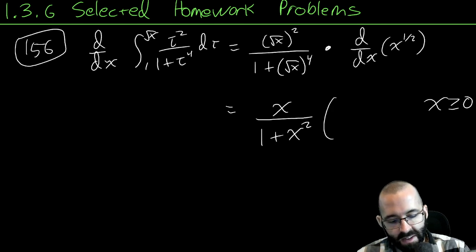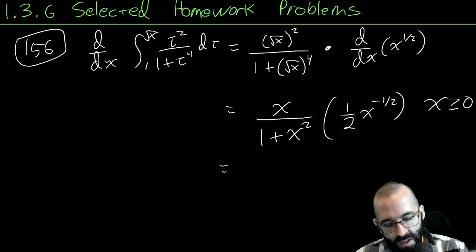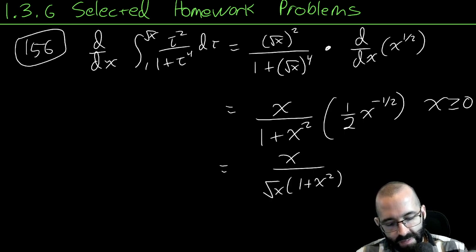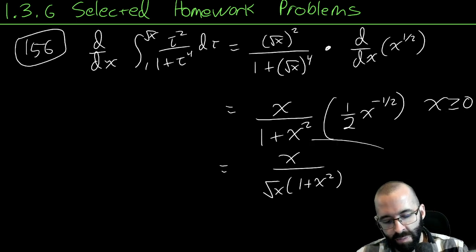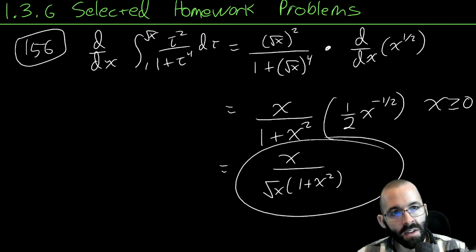The derivative of x to the 1/2, we'll use the power rule to get x divided by, this becomes the square root of x in the denominator, square root of x times 1 plus x squared. And now I actually don't have to write this anymore. This becomes redundant because implicit in this formulation, we know that x has to be strictly positive.